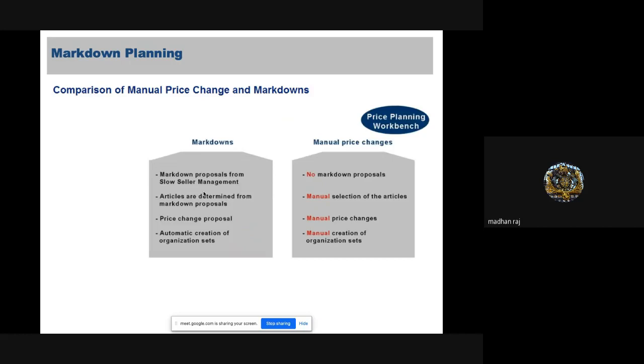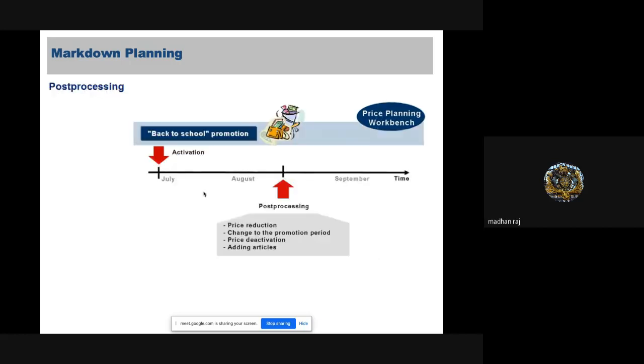In manual price changes, which we will see now, you will not have any markdown proposals. You will have to manually select the articles in ECC. Manually, you will have to write the prices, and manually, you have to activate the prices at whichever organization level you want. So there will be no proposals at all. Everything needs to be done as manual activity, which we will see in the system now.